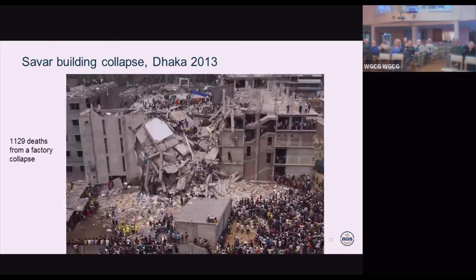This is what happens when buildings aren't built properly. And this did not need an earthquake. This collapsed on its own without an earthquake in Bangladesh. In 2013, a factory collapsed that killed over 1,000 people. And it was just poorly built, poorly designed, poorly used, and it collapsed under its own weight. And what I worry about is Bangladesh is in an earthquake zone. It hasn't had a big earthquake in a long time. So the memory of the earthquake is lost.